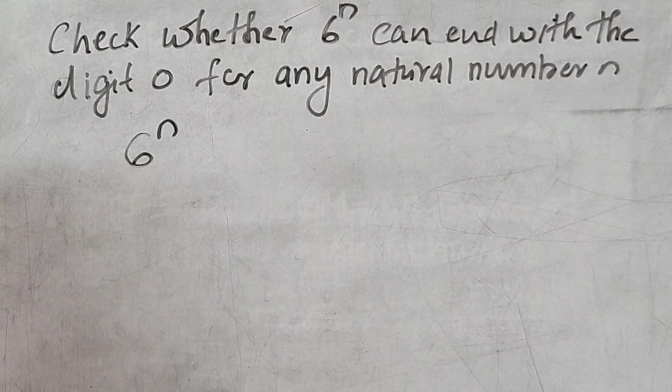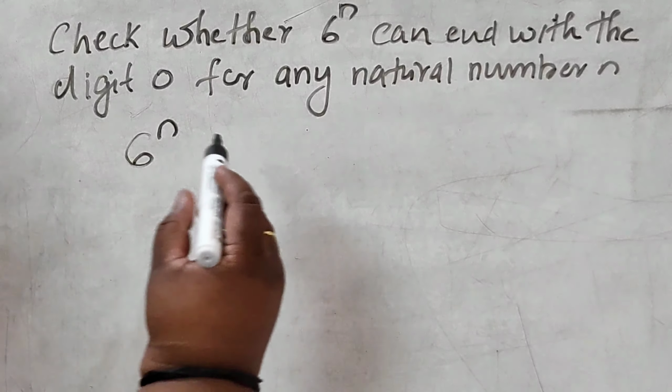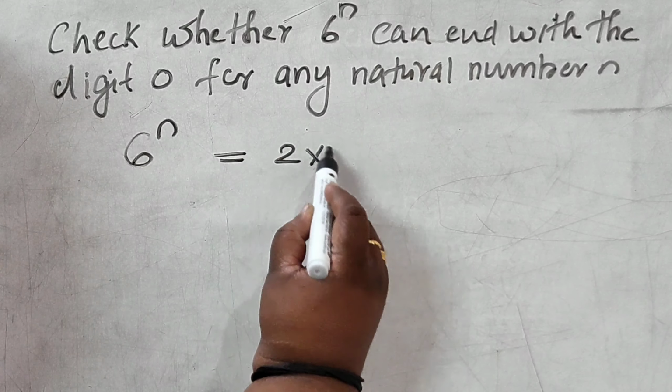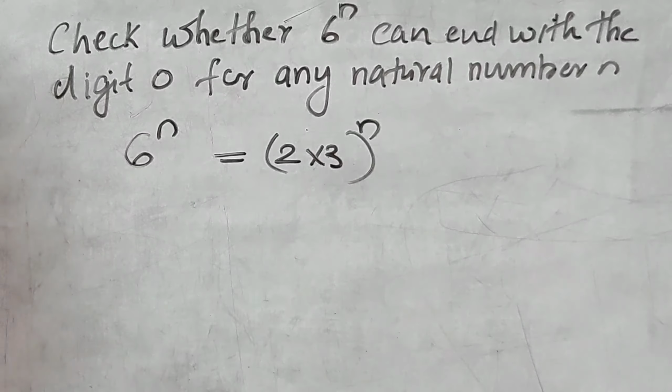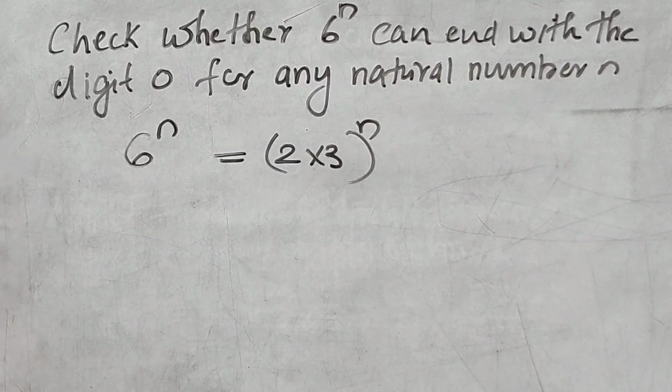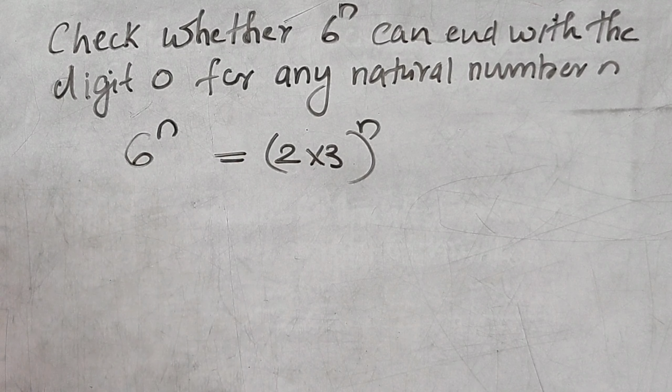Now look at our question. Our question is 6 raised to n. When we factorize 6 raised to n, it becomes 2 into 3, the whole raised to n. You can see the factor 2 here, but what is missing? The factor 5 is missing. So can this end with the digit 0? Never. It cannot end with the digit 0 because the factor 5 is missing. So if we give any value for n, we can surely say that it will never end with the digit 0. 6 raised to n cannot end with the digit 0 for any natural number n.